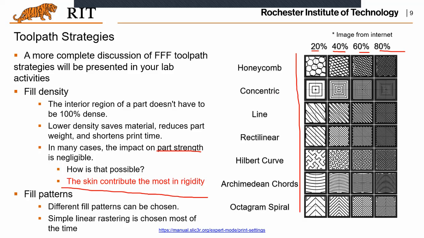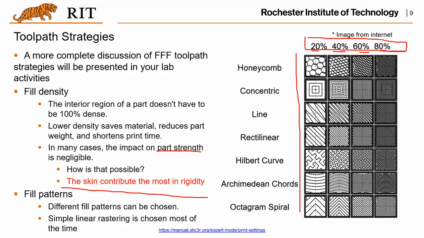So different infill will only impact the part strength very little. Even the different percentage has very little impact. I think you can play with different options when you do the lab sessions. Try 20%, 40%, 60%. But remember, the more dense you choose, the longer time it will take for the printing. All right.